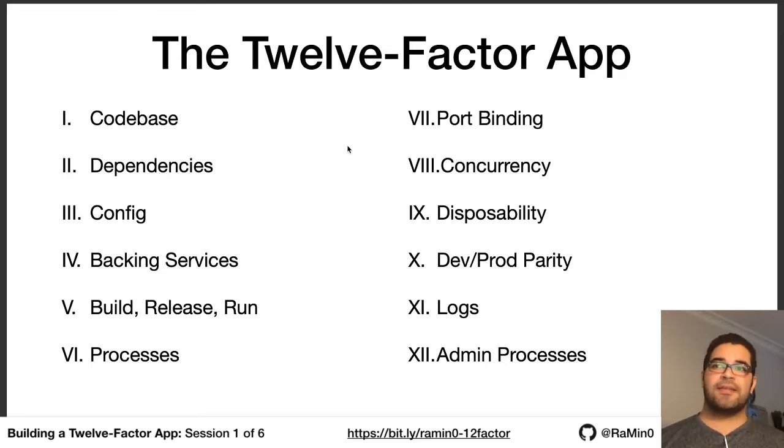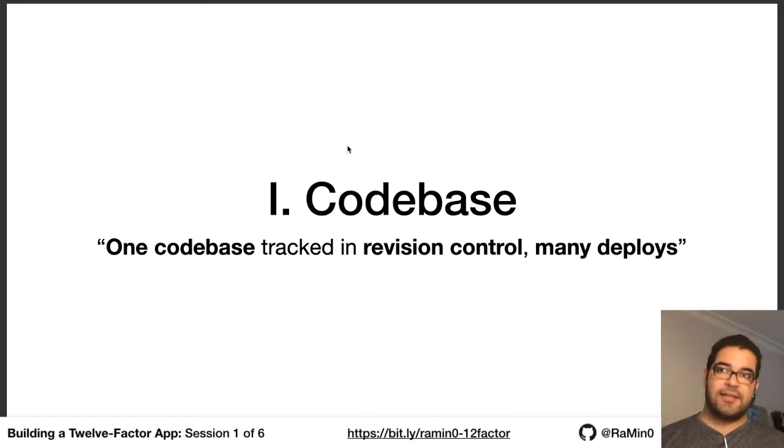So yeah, first one is Codebase, second is Dependencies, third is config, backing services, and I mean you guys can read. And I won't be going through them in order. I'll be combining similar factors together in the same sessions because in my point of view it makes more sense to explain them or practice them together in order to understand exactly what they mean and how they differ from each other. So yeah, first one is Codebase, and basically the motto for it is: one codebase tagged in revision control, and many deploys. So this is the slogan for this first factor here.